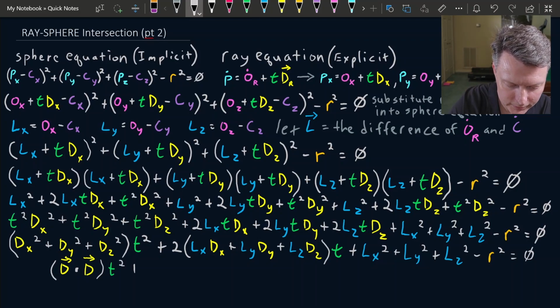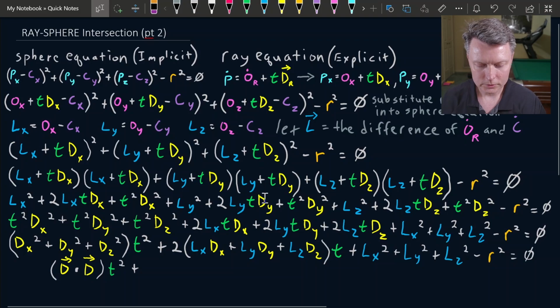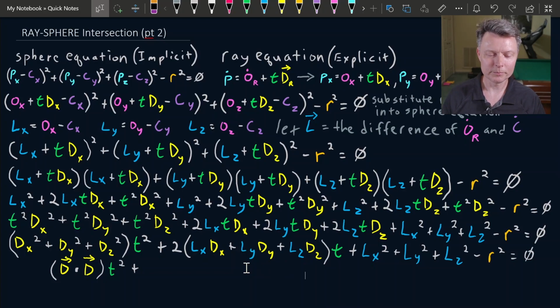Now let's take a look at the next set of terms. So what do we notice about this group here? We have Lx times dx plus Ly times dy plus Lz times dz. Well, that's the very definition of a dot product between two vectors. So you take their x components, multiply them, you take their y components, multiply them, you take their z components, multiply them, and then add them all up and you get a simple number back. So this is like saying L dot D, or vector L dotted with vector D.